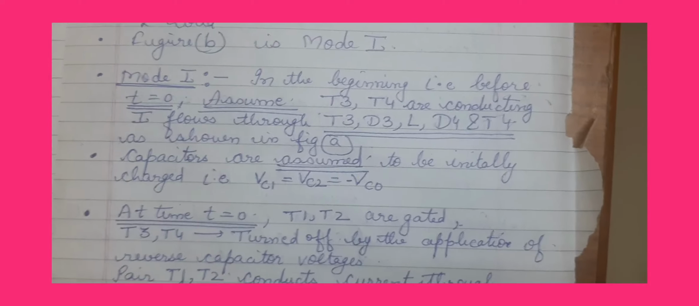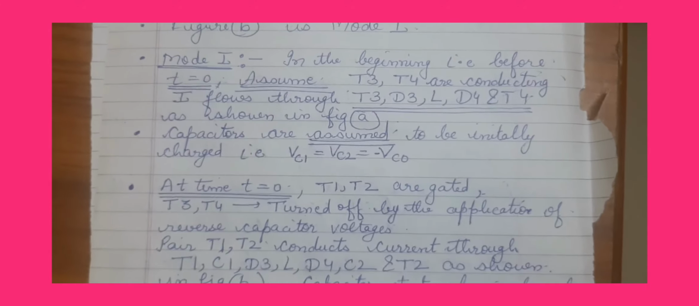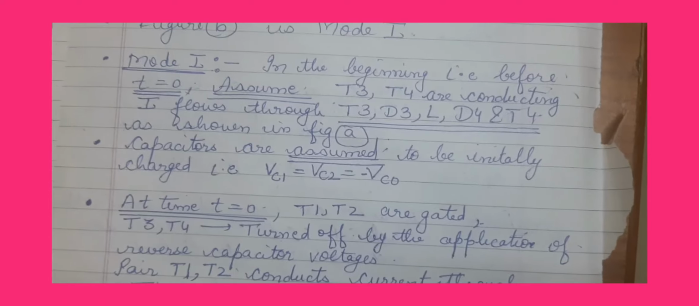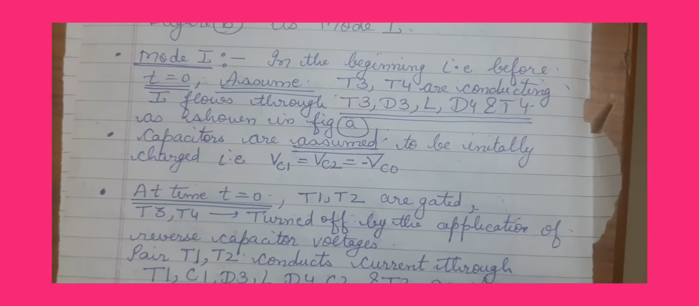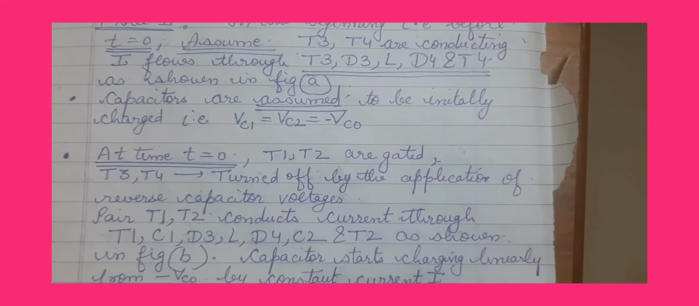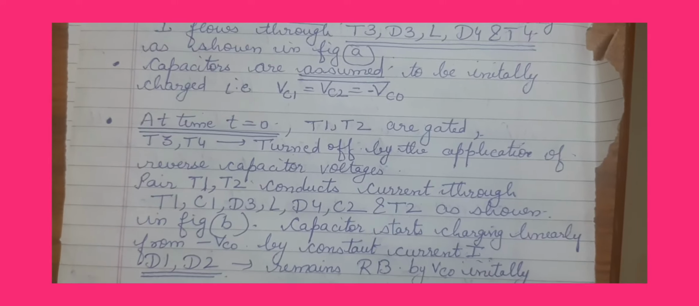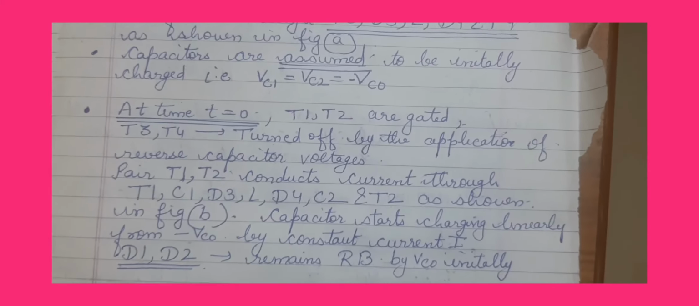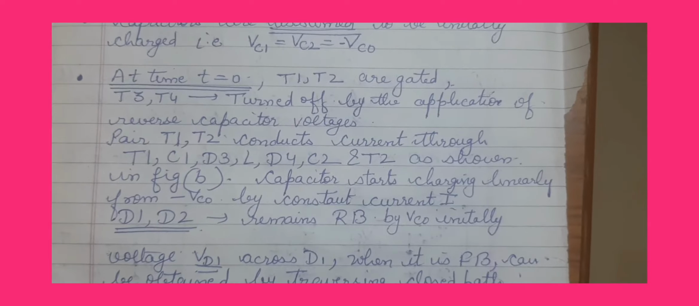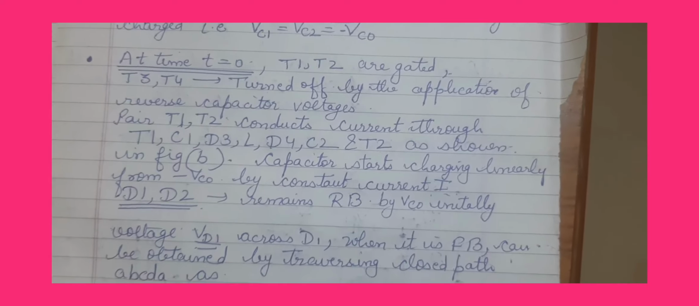Capacitors are assumed to be initially charged, that is Vc1 is equal to Vc2 is equal to minus Vc0 at time t equal to 0. At time t equal to 0, we give the gate pulse, and as we give the gate pulse, T1 and T2 will start conducting and T3 and T4 will not conduct. They will turn off by the application of the reverse capacitor voltage. So the pair T1, T2 conducts current through T1, C1, D3, L, D4, C2 and T2 as shown in figure B. The capacitors start charging linearly from minus Vc0 by constant current I. The diodes D1 and D2 will remain reverse biased by Vc0 initially.